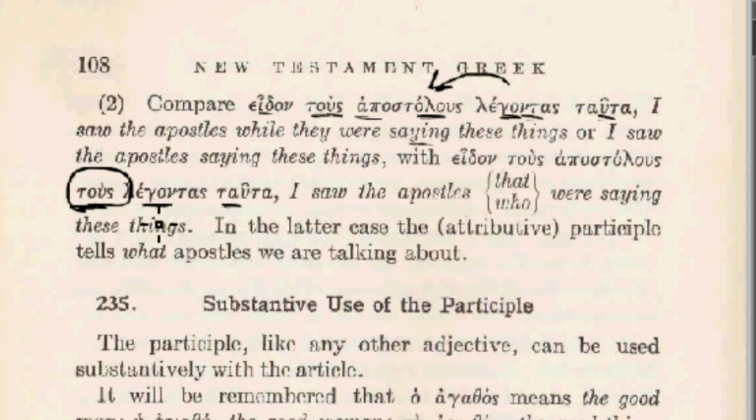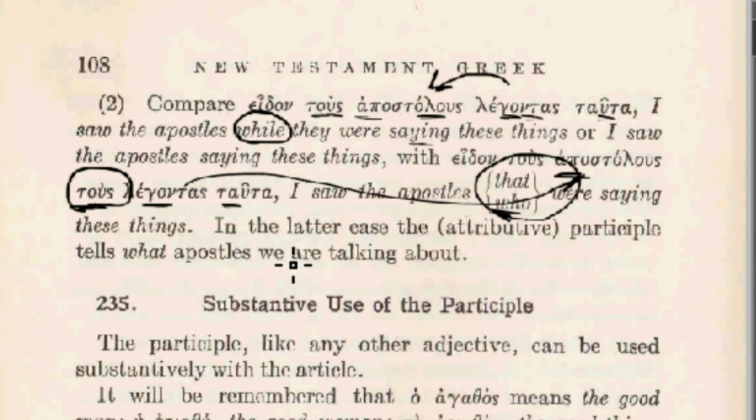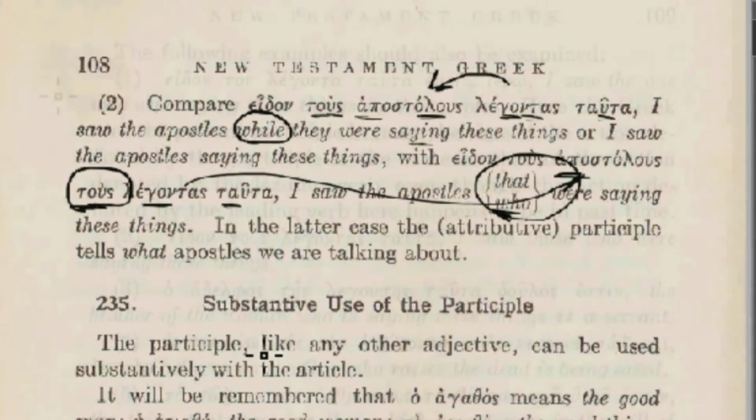And so this is going to be rendered, I saw the apostles while saying these things. Here we have, I saw the apostles who were saying these things. And in a sense, the addition of the article simply ties the participle phrase more closely to the noun that's being modified, whereas here it's more of a temporal connection. It's simply indicating something that's going on while the action connected with the leading verb also happens to be going on. So that's the difference between the normal use of the participle and the so-called attributive use of the participle.